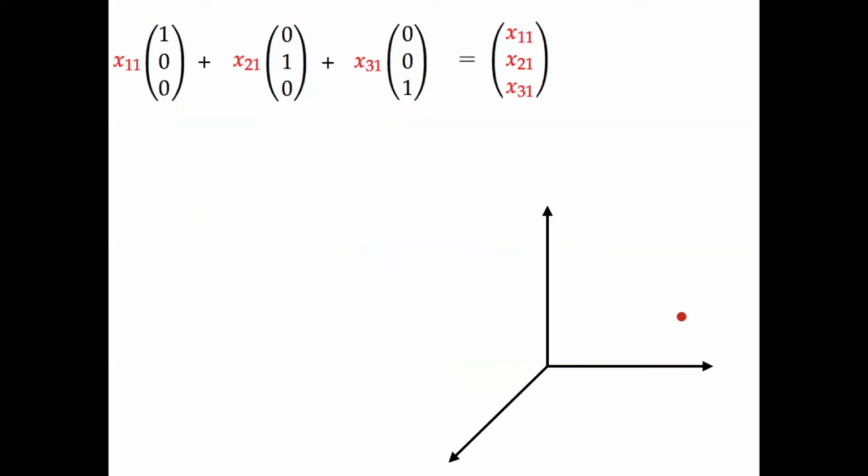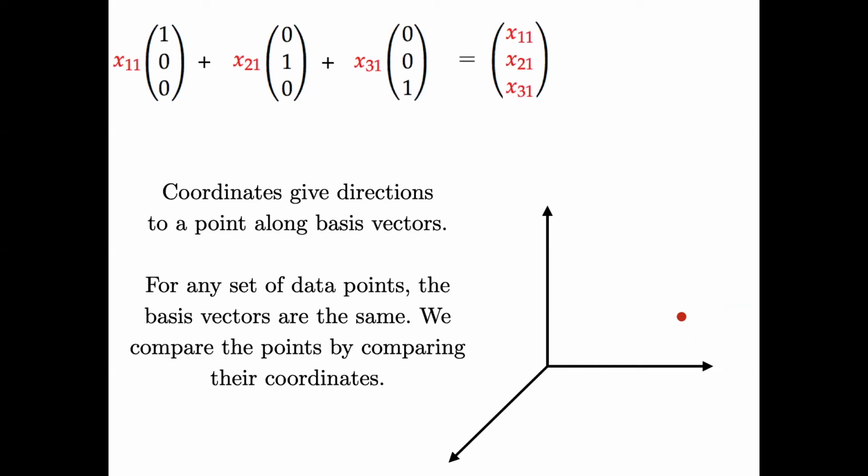Here I have a point in space, a point in 3-dimensional space. And I can think about that point as a vector, which is just the arrow from the origin to that point. Coordinates give us directions to that point along the basis vectors. So for any set of data points, the basis vectors are the same. So what we do is we compare the points by comparing their coordinates.